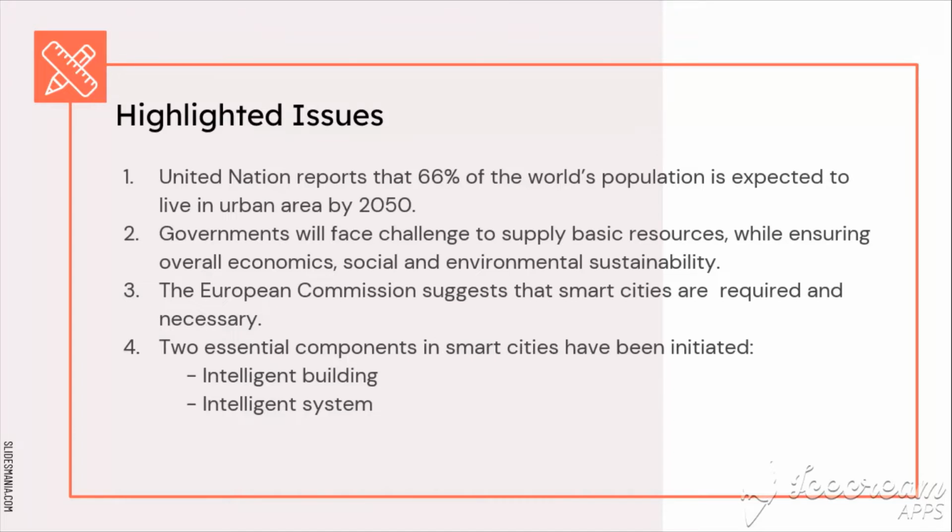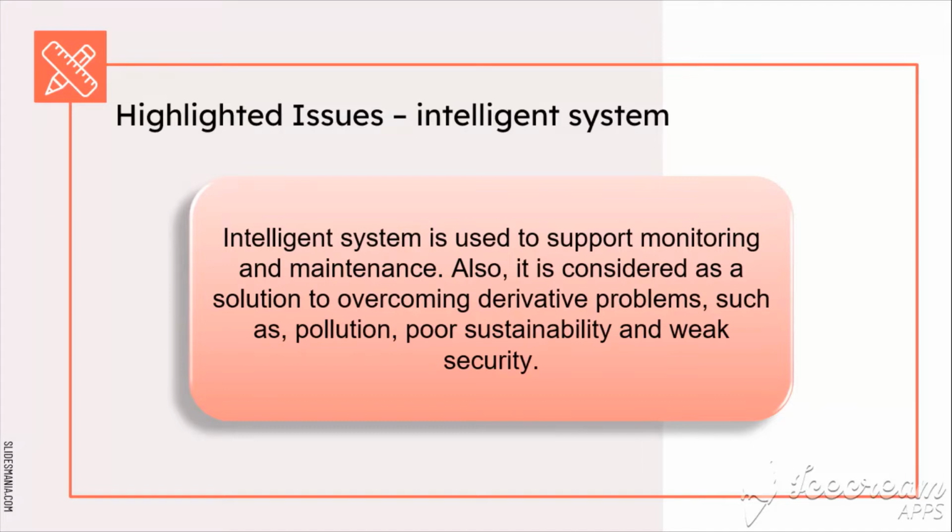Two essential components in a smart city have been initiated. First, intelligent building and intelligent system. It is stated that an intelligent system is used to support monitoring and maintenance. Also, it is considered as a solution to overcoming derivative problems such as pollution, poor sustainability, and weak security.